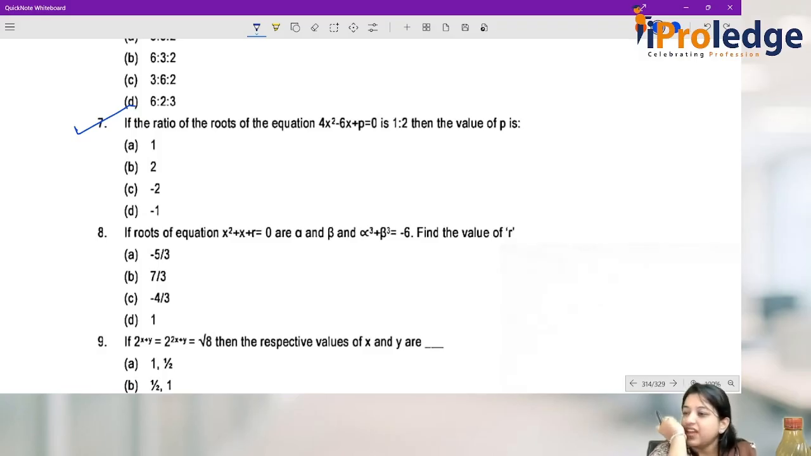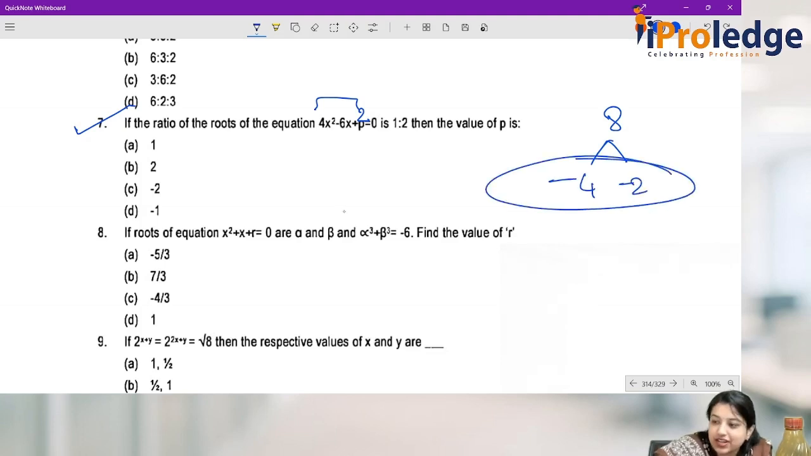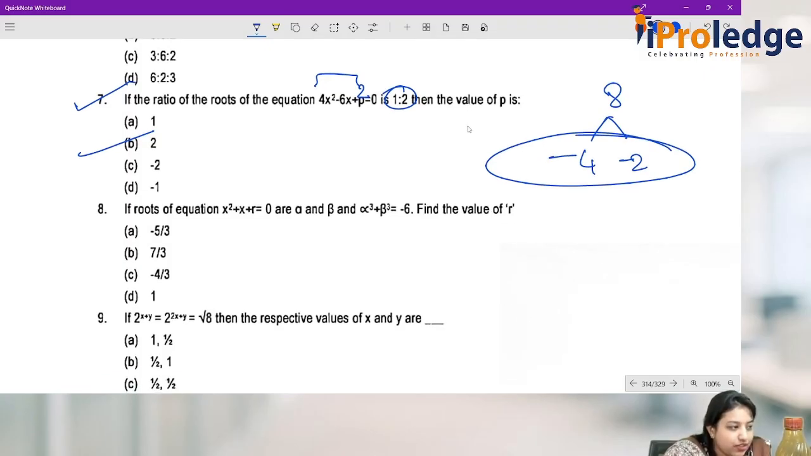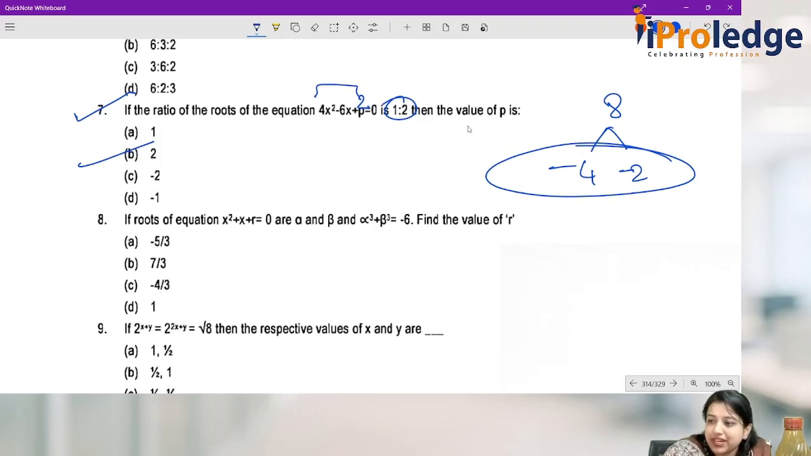This won't come if you put C by A. Did you do the option method? Okay, so if we put 2 here, what happens? 4 twos are 8. Factors of 8: 4 and 2, minus 4 minus 2. So which is this, 1:2. Did you do the option method? Yeah, very good. It is correct. If you put 1, minus 4 minus 1 becomes 1:4. Done.